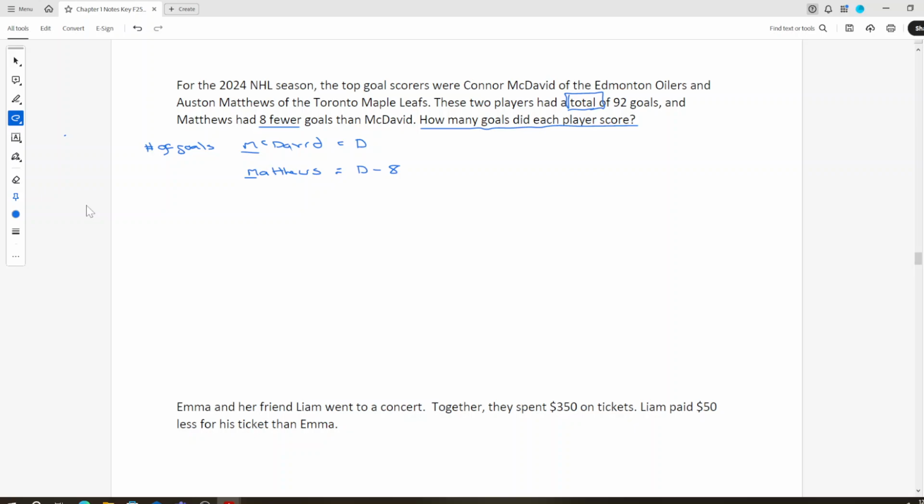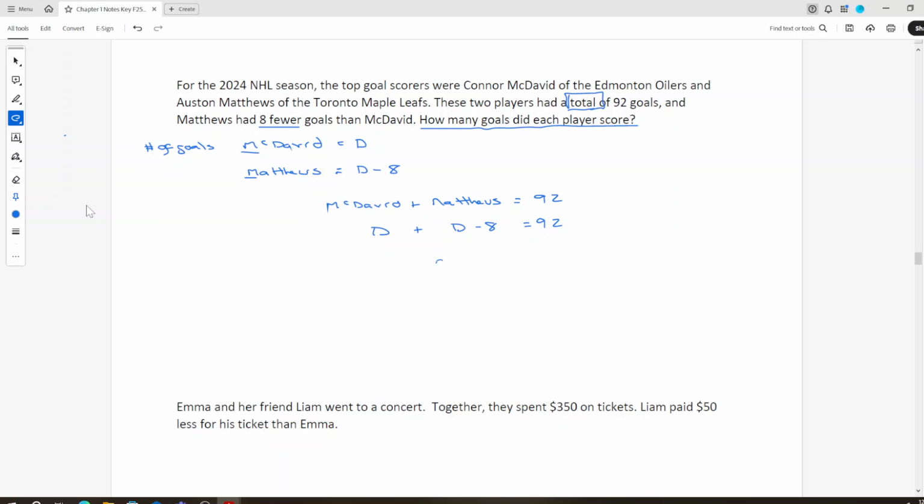Step 3, we're going to set up our equation. We know that the total number of goals was 92. The number of goals by McDavid and the total goals by Matthews, which you do not need to write the step if you don't need it, is going to equal 92. Now McDavid, we're letting be D, and Matthews is D minus 8. And then you're going to solve it.